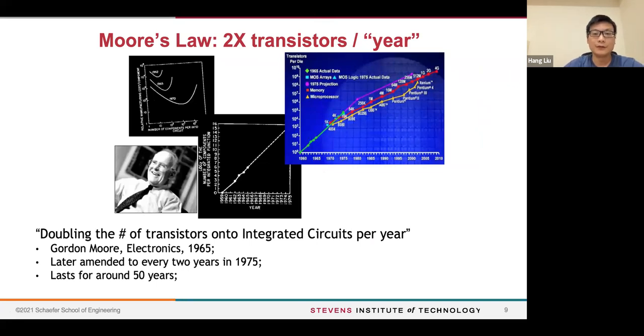I don't know whether you guys have heard about Moore's law. It's from Gordon Moore, who was the CEO of Intel. In 1965, Gordon Moore said that the number of transistors integrated in an integrated circuit will double every year. So basically, if we have N transistors in 1965, then we're going to have 2N in 1966, 4N in 1967, right, etc.